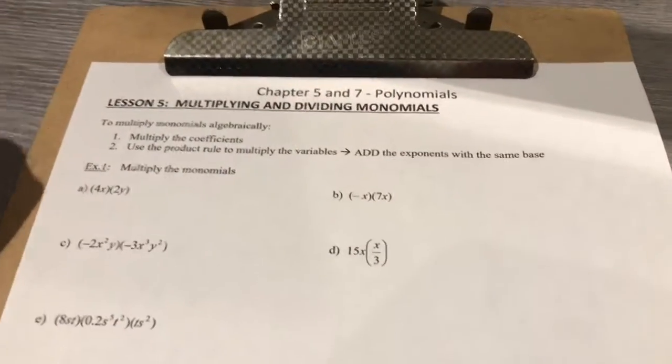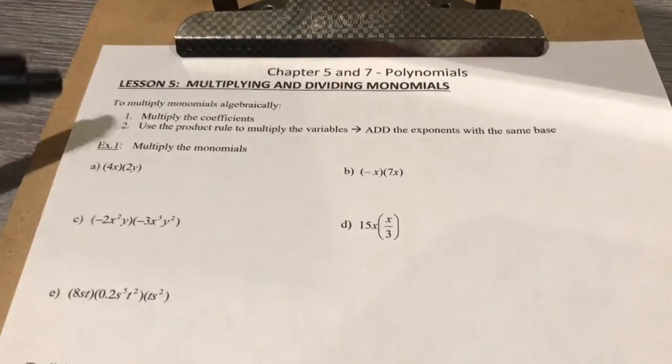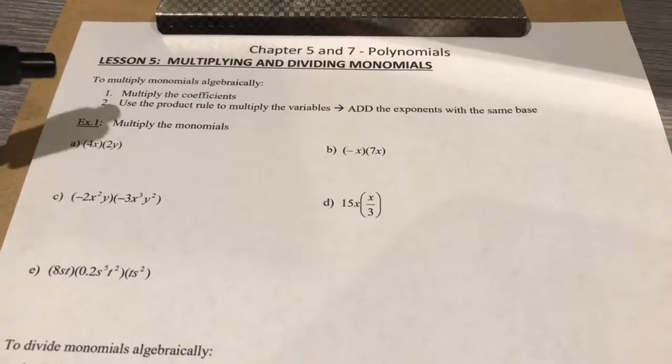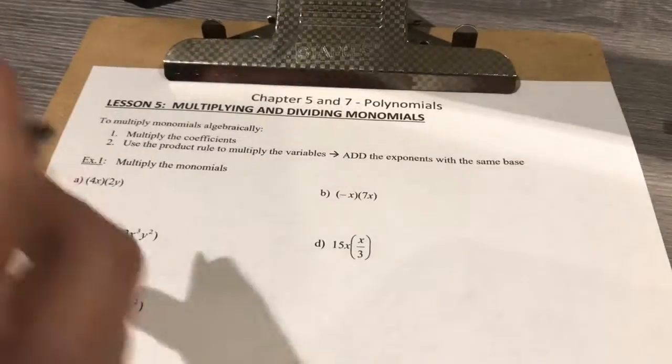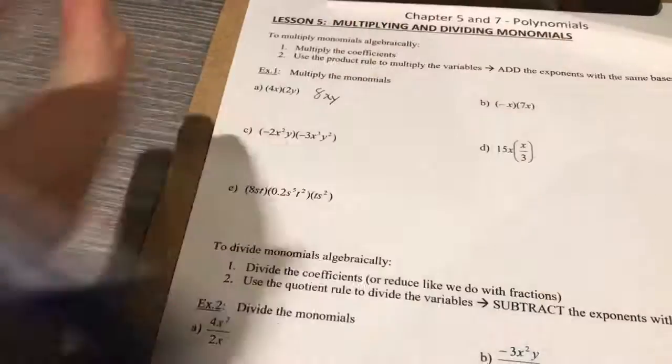So this is lesson 5. We learned how to multiply and divide monomials. To multiply them, you have to multiply the coefficients, then use the product rule to multiply the variables. So let's take 4x times 2y for example. So it's 4 times 2, so it's 8, and then x times y is xy. And there we have our answer.